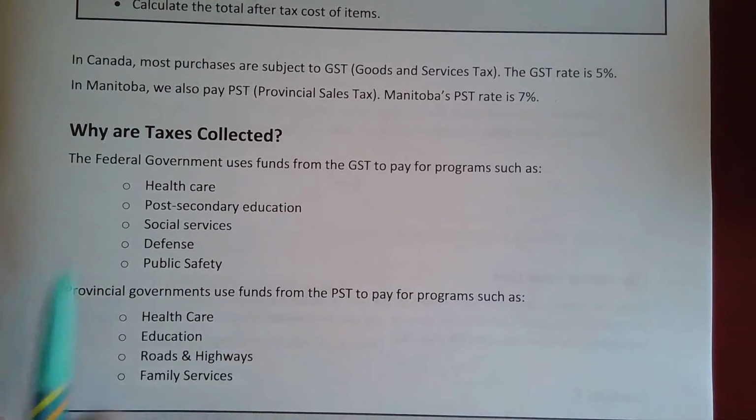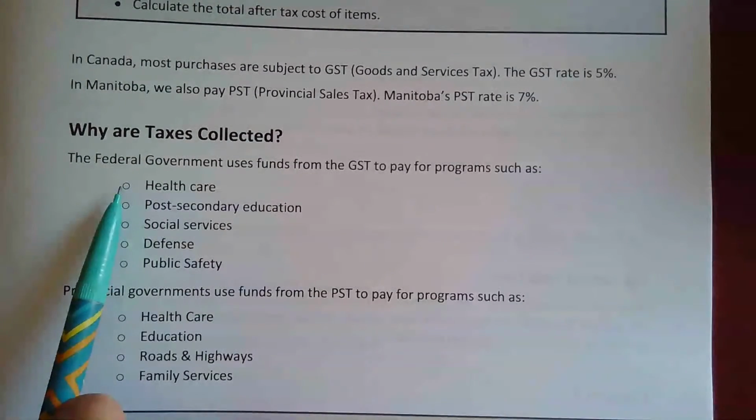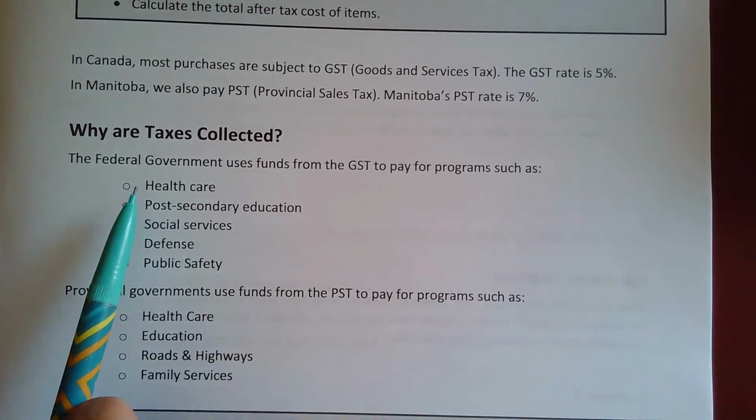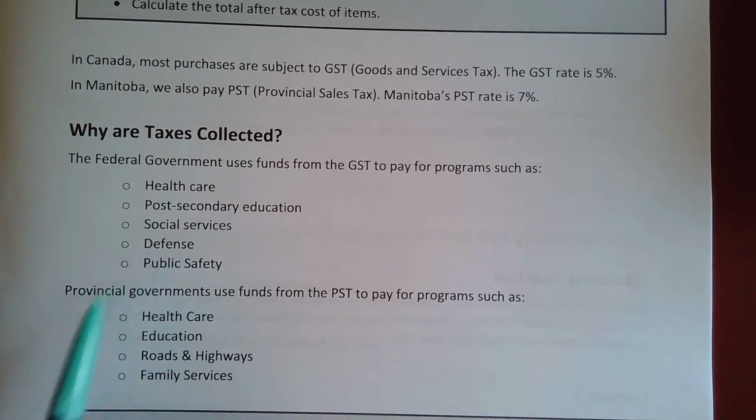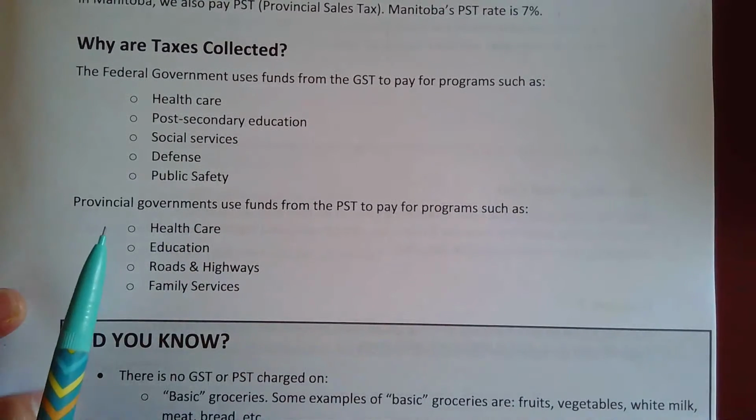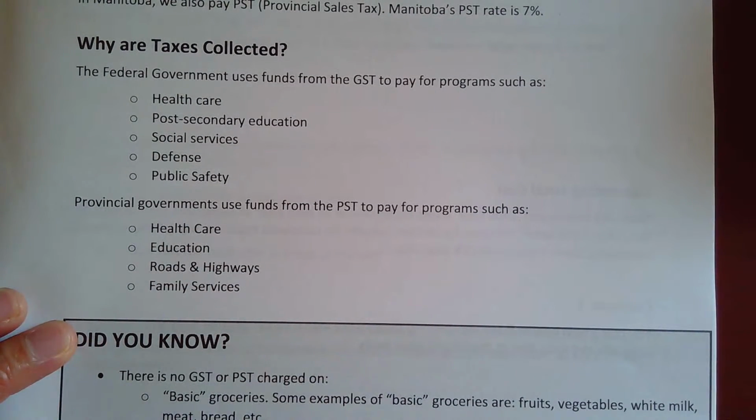Why do we calculate the taxes and why are taxes collected? The federal government uses funds from GST to pay for programs such as healthcare, post-secondary education, social services, defense, and public safety. The provincial government uses the funds from the PST that we pay towards programs like healthcare, education, roads and highways, and family services.